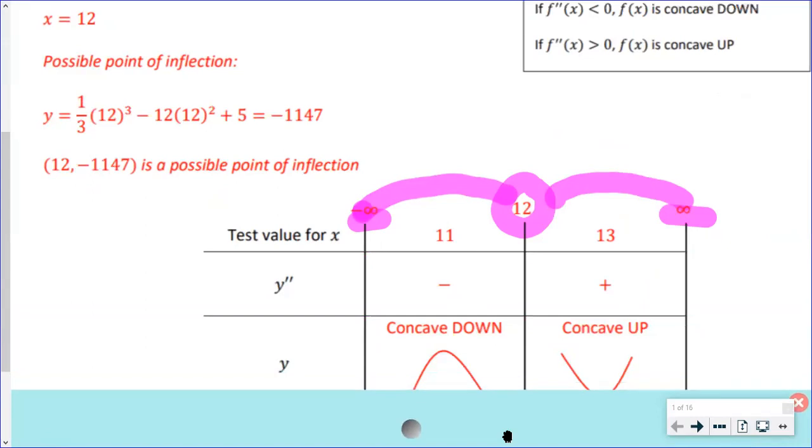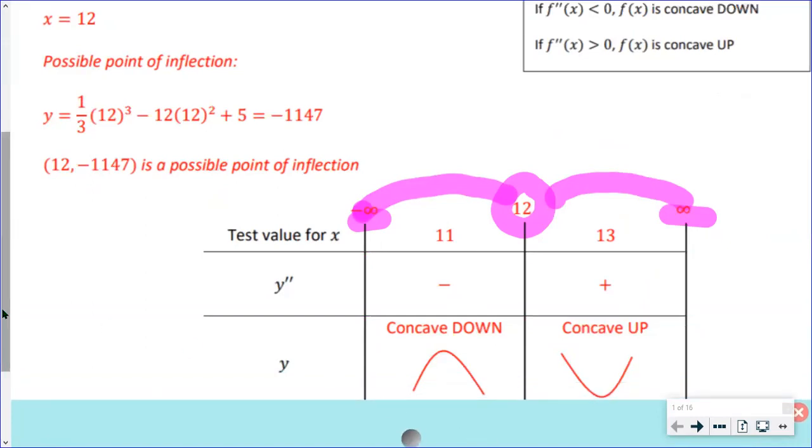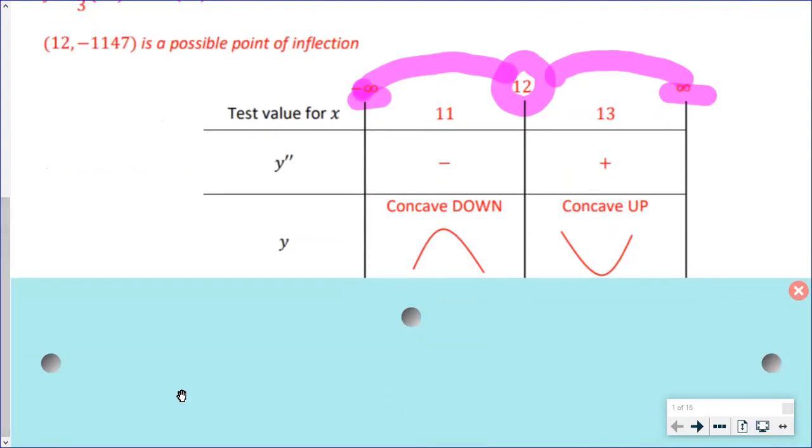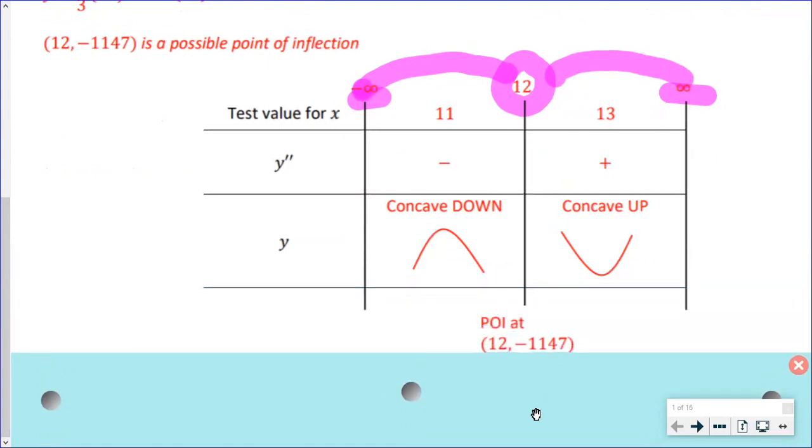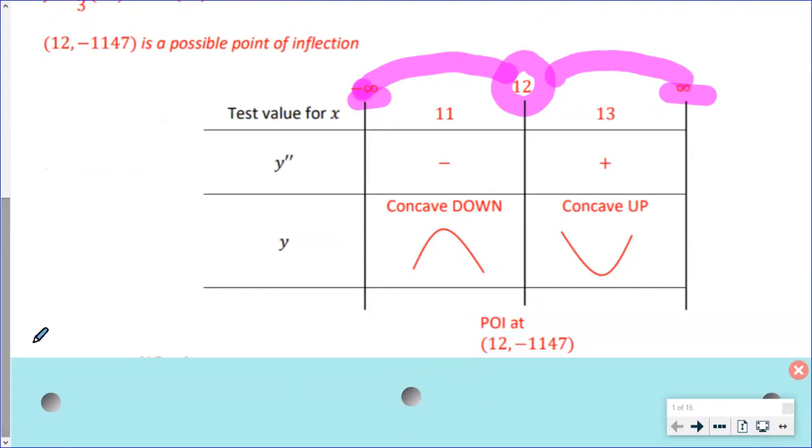That is what I need in order to prove that my original function, not the second derivative or the first derivative, but the original function is concave down. And when the original function is concave up, that's because my second derivative is greater than 0. Now, because it is possible to move from concave down to still moving concave down, or from concave up to concave up. But in this case, because there's a change in direction, that proves that the point of inflection is in fact x is equal to 12 and y is equal to negative 1,147.